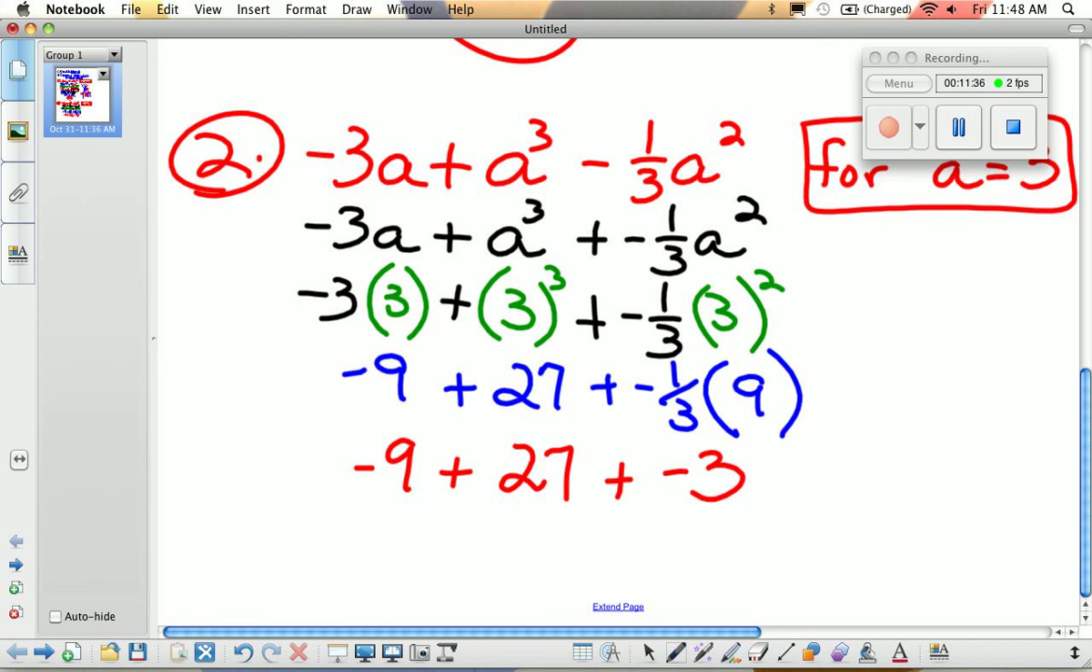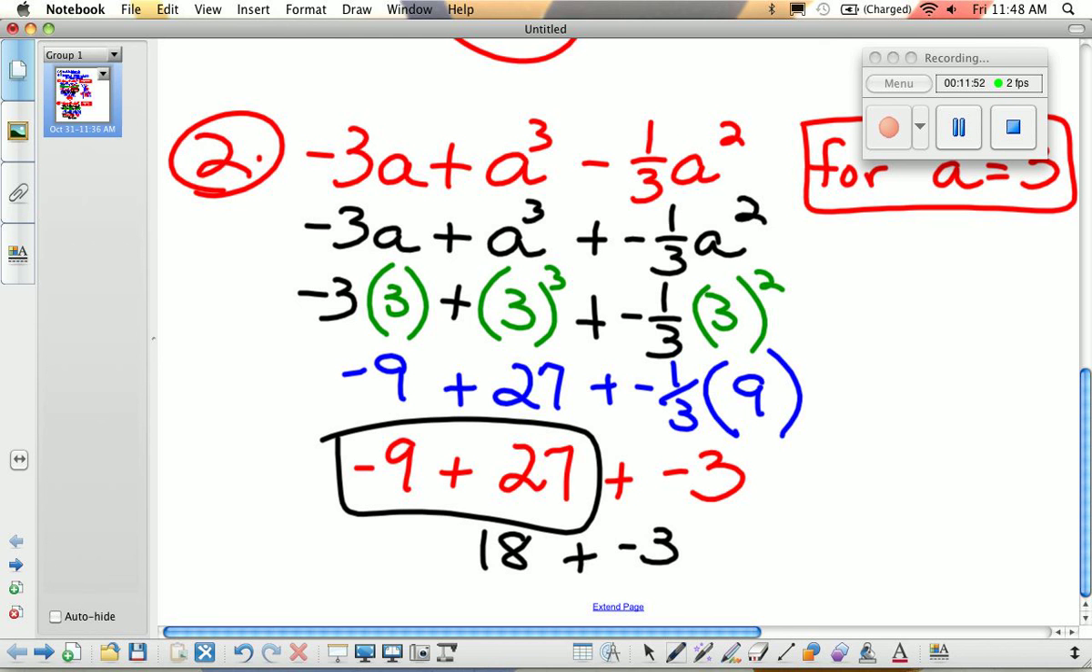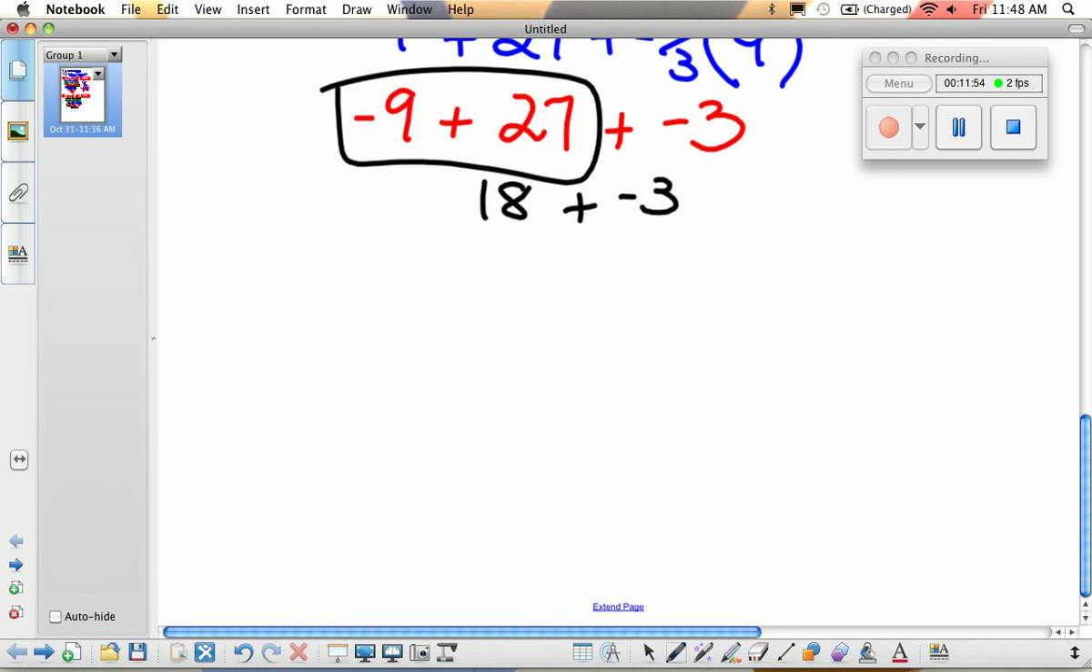Okay, so I'm taking that. I'm feeling pretty good about what I've got going here. Next I'm going to do this. That is negative 9 times 27. No, not that. Isn't that 18? Yeah. And then 18 plus negative 3 is positive 15. I think I like Haley's answer.